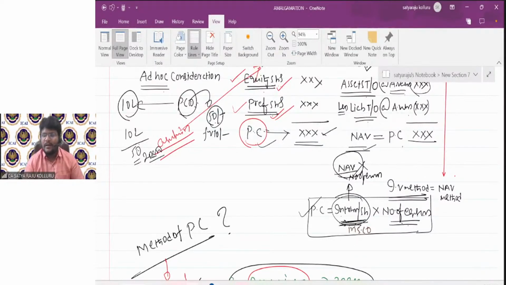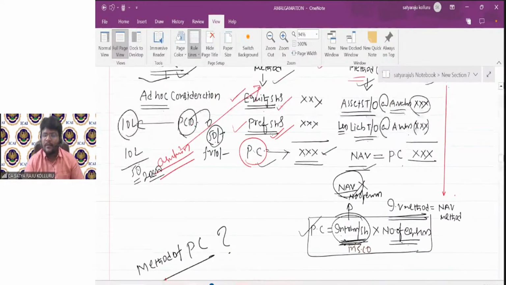Am I right? So literally there is no difference between NAV method and intrinsic value method, but the way of expressing the things itself is different. Under NAV method, we are expressing it as a difference between assets and liabilities. But in case of intrinsic value method, we are just expressing NAV per share multiplied with number of equity shares. But the total components, what you can feel as NAV and what you can feel as PC under intrinsic value method, both are absolutely the same. Is it okay, guys?